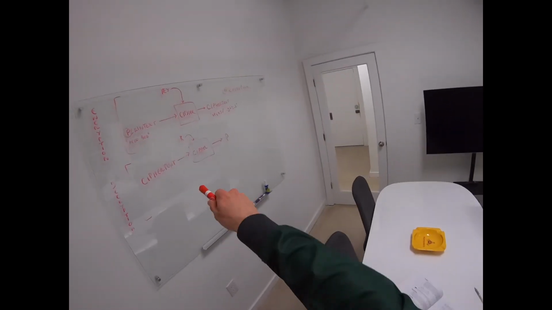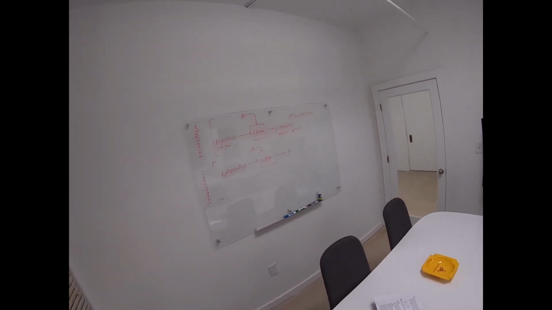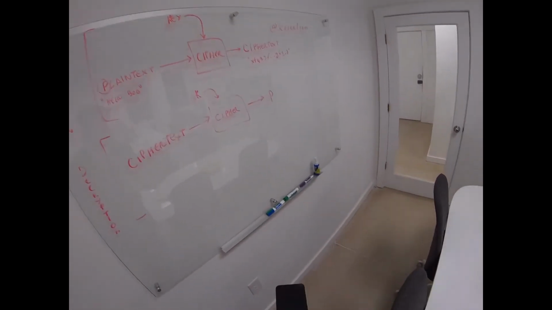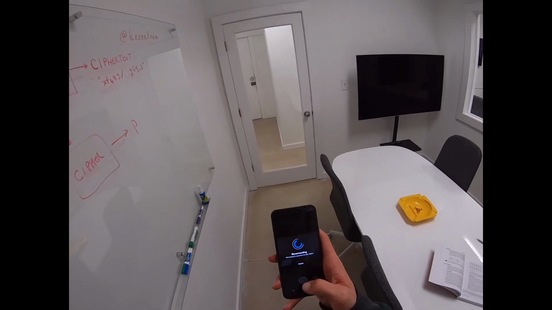So next video, we're going to start with the Caesar cipher and the Vigenère cipher, the first two encryption algorithms ever created.